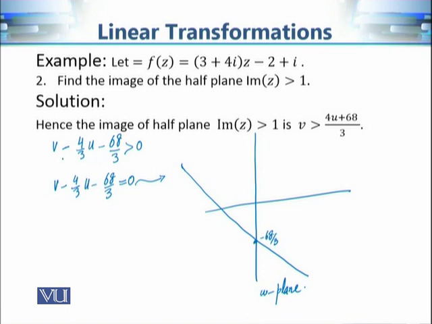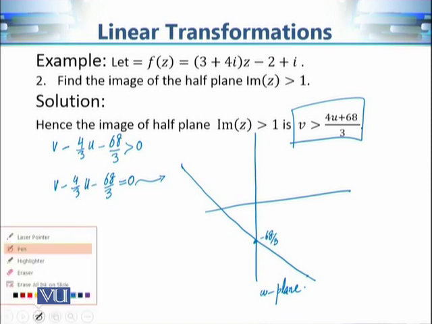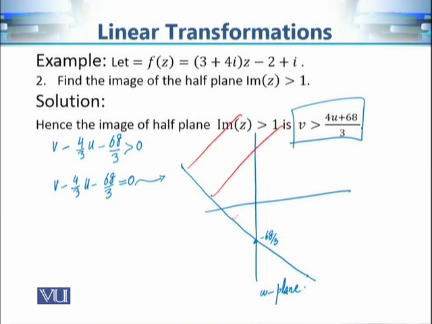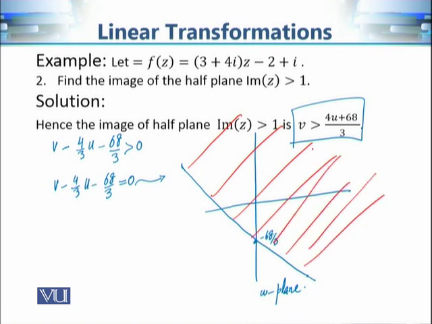Okay, so in other words, we want that the value of v is strictly greater than this expression, and this line represents those values when the value of v is equal to 4u plus 68 by 3. So in other words, our answer is going to be this part. These are all the points where v is strictly greater than 4u plus 68 by 3. So this is the geometry of our image. Similarly, we can calculate other examples where we are given a linear transformation and a set in the z plane, and we can construct its image in the w plane.